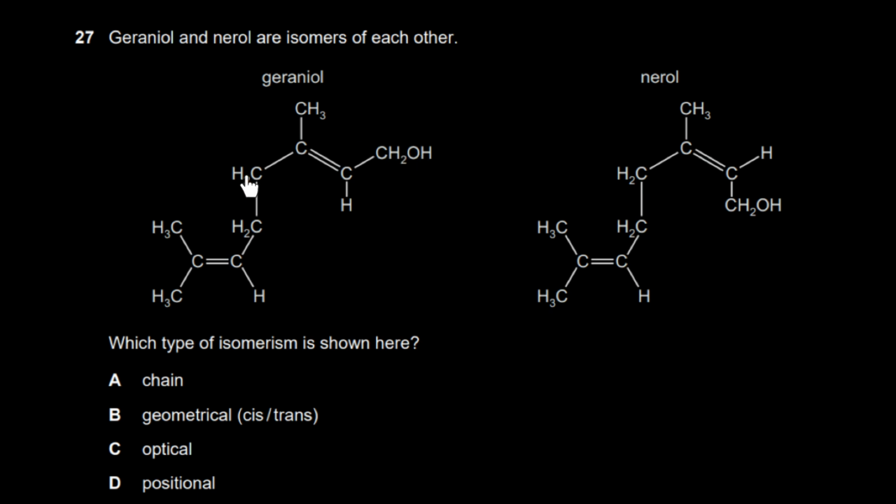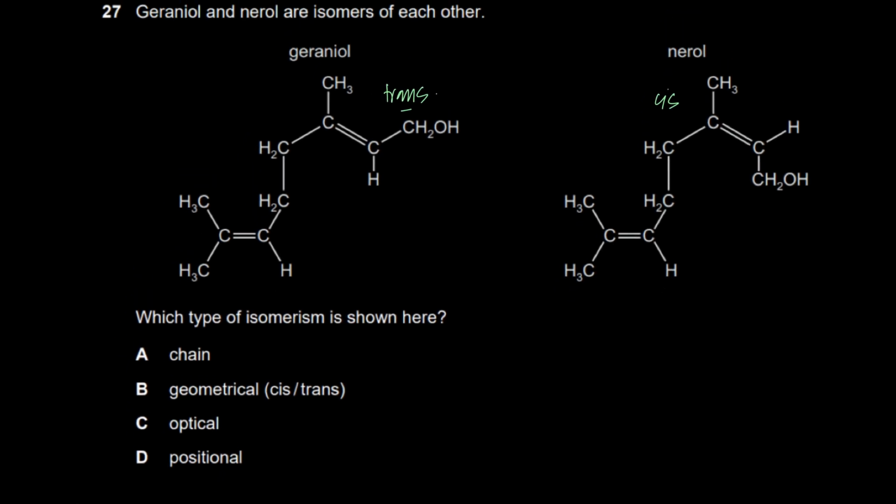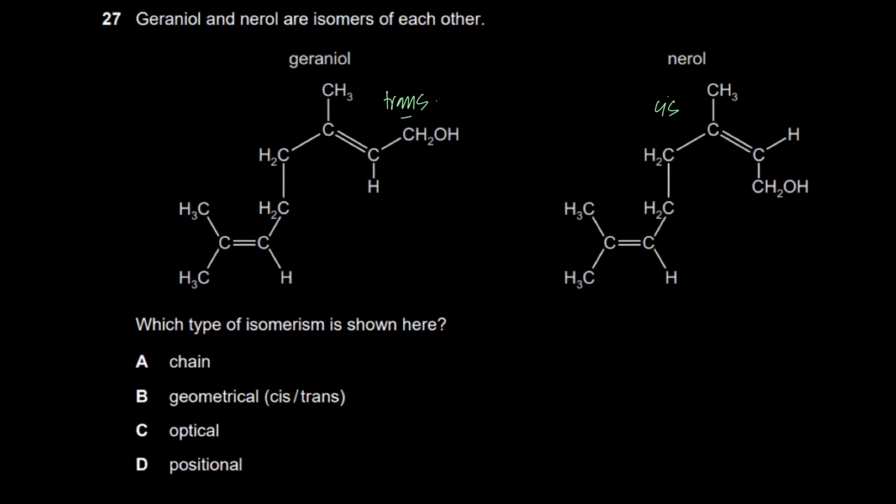So since higher priorities are on opposite sides, this fella is the trans version, and this fella is the cis version, because higher priorities in this case are both on the same side. See, this fella is the higher priority stuff, this fella between these two is the higher priority stuff. So they are on the same side. On the same side, there's the Z version of it or the cis version of it. Obviously you don't need to know this, but you just need to know: does it show chain isomerism?